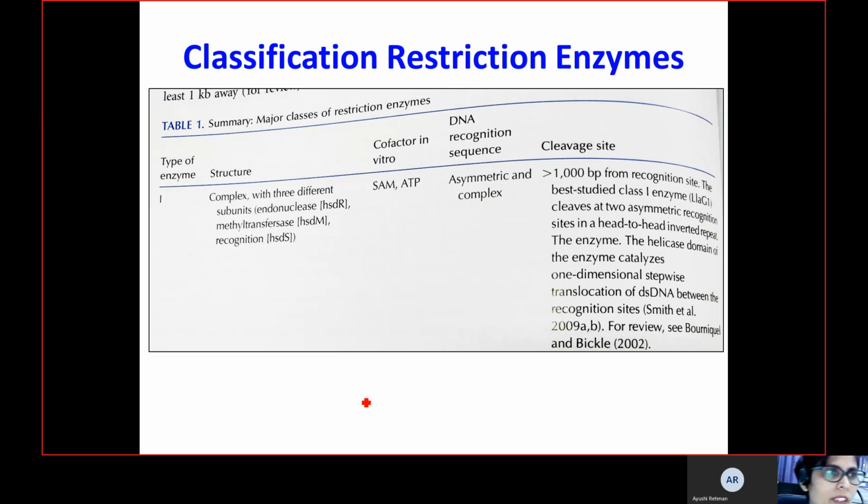Now there are a few important things about restriction enzymes, and these are: first, recognition domain or recognition site.